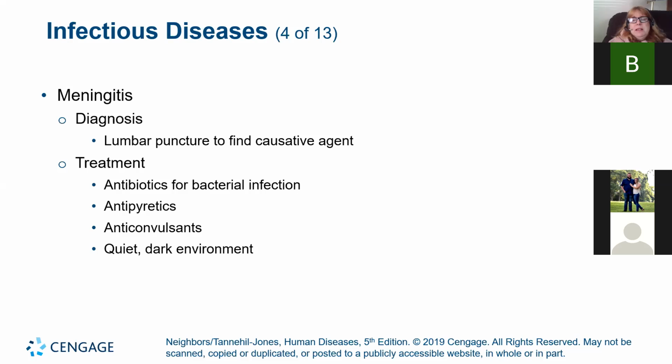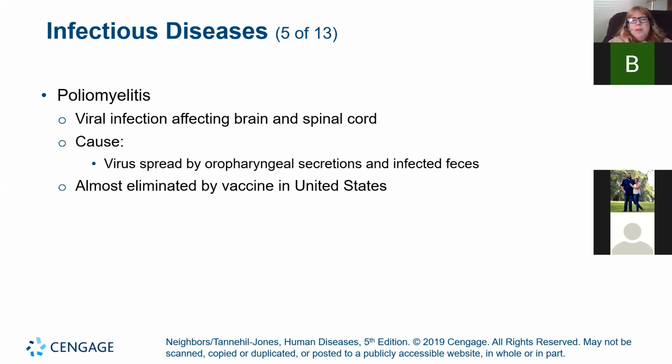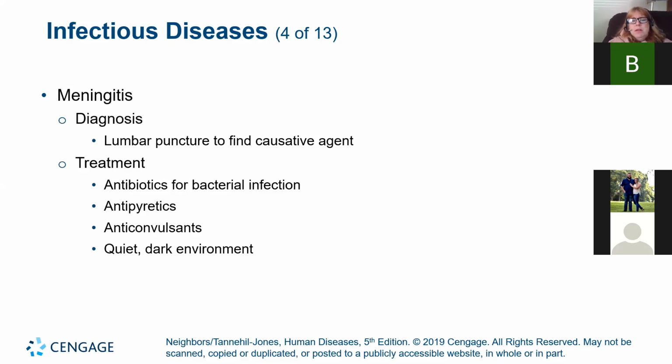Viral meningitis is a little bit more difficult. We can treat the fever, treat the problems, try to keep them from convulsing and keep them in a dark environment. There is one more thing. There is a vaccine for meningitis out there. Anybody that goes to live on a college campus has to have it now, believe it or not.